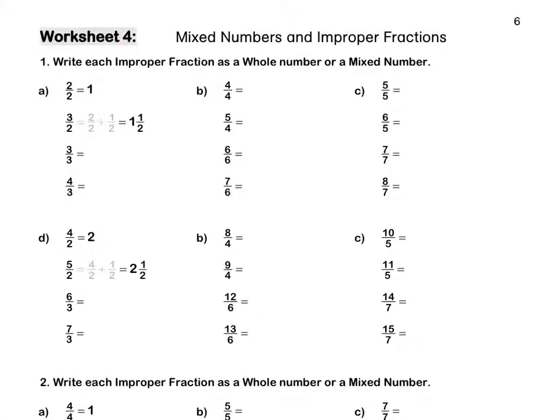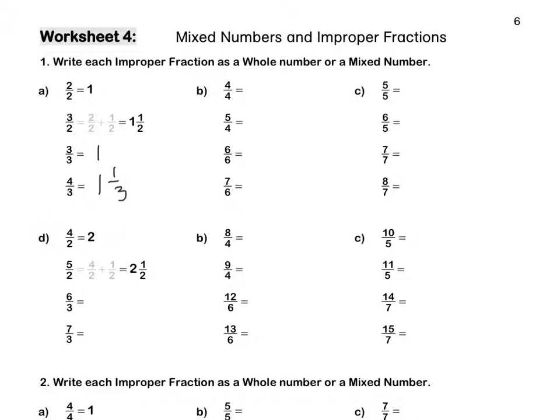Worksheet 4. Write each improper fraction as a whole number or a mixed number. A. 2 halves is 1 whole. Therefore, 3 halves is equal to 2 halves plus 1/2. 2 halves is a whole, so my mixed number is 1.5. Directly beneath it, 3/3 is 1 whole. Therefore, 4/3 will be 1 whole and 1/3. Pause this video to complete question A, B, and C by yourself.